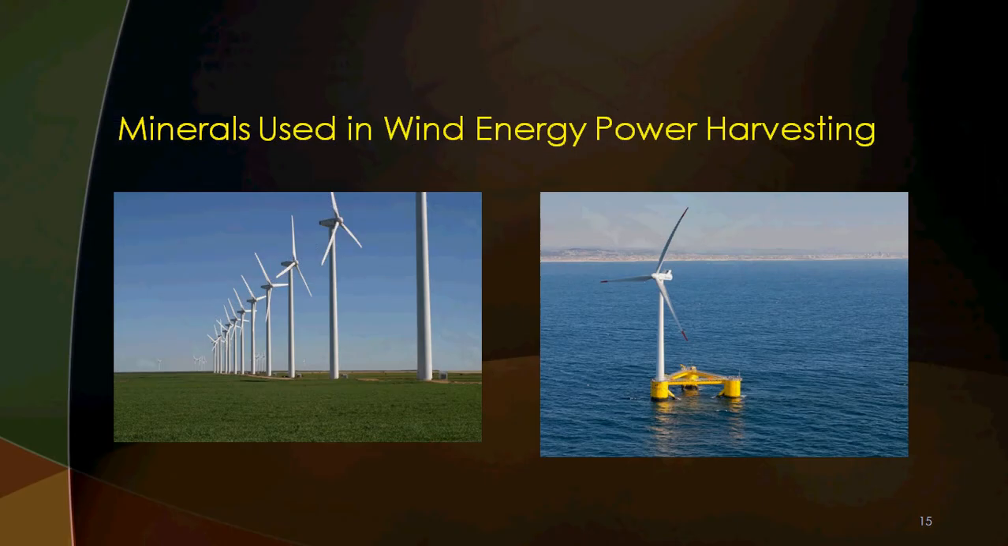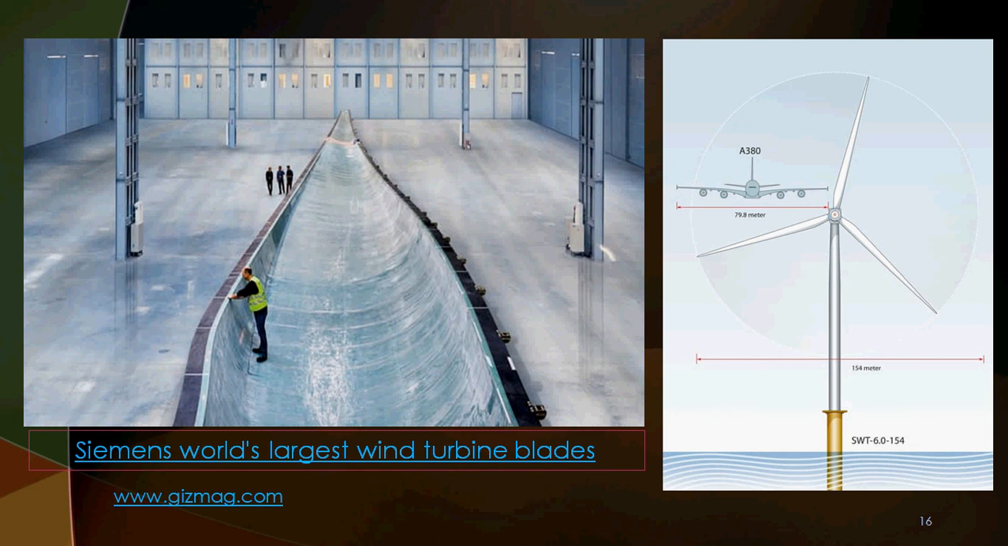Let us discuss the minerals used in wind energy, actually wind energy power harvesting. It looks like a wind turbine is something very simple. It has rotors and blades, and it just rotates with the wind, but it is not. You can see one single blade of a wind turbine. Mainly it is produced from fiberglass. On the right hand side, there is a picture showing the comparison between a single blade and an aeroplane, the A380.